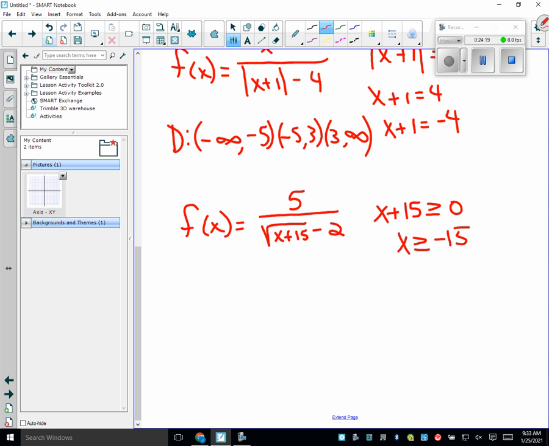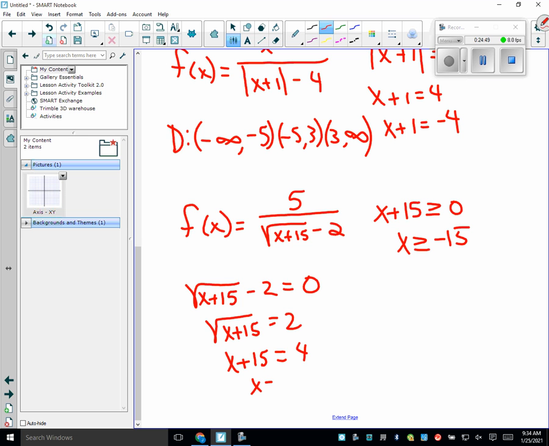What is my other one? I want to know when this equals 0. So x plus 15 equals 2. Or x is what? Oh yes. Negative 11.